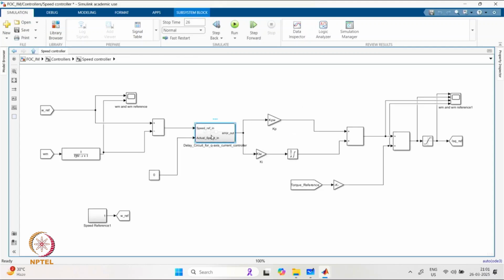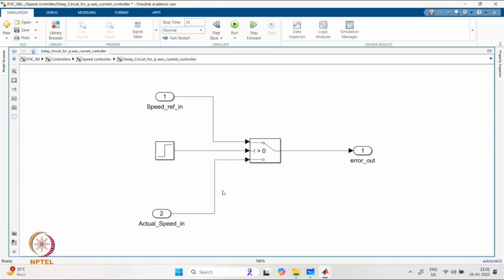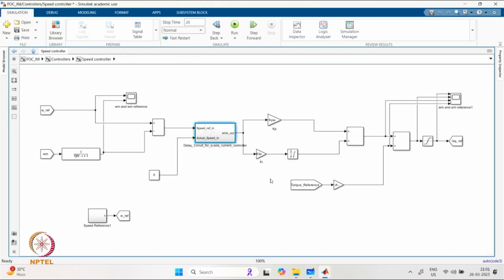shown over here. However, the value is kept 0 for some time, which is basically an interval considered for allowing the IMR to settle to its final value. And then the error is fed to the controller to generate the ISQ reference after adding the appropriate feed-forward terms. So in case of speed, we do not have any feed-forward term over here.